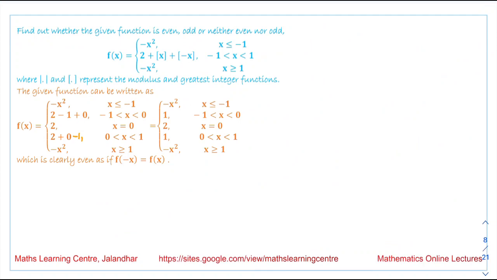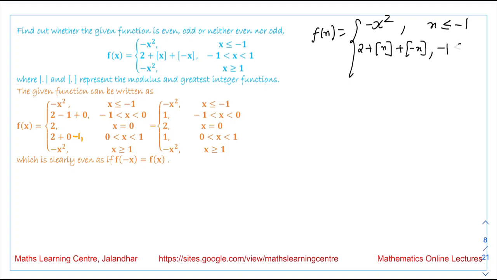So, this function is given to us. It is f of x is equal to minus of x square when x is less than equal to minus 1. It is 2 plus greatest integer of x plus greatest integer of minus x when minus 1 is less than x is less than 1, and its value is minus x square when x is greater than equal to 1. Now look at this part of the function.